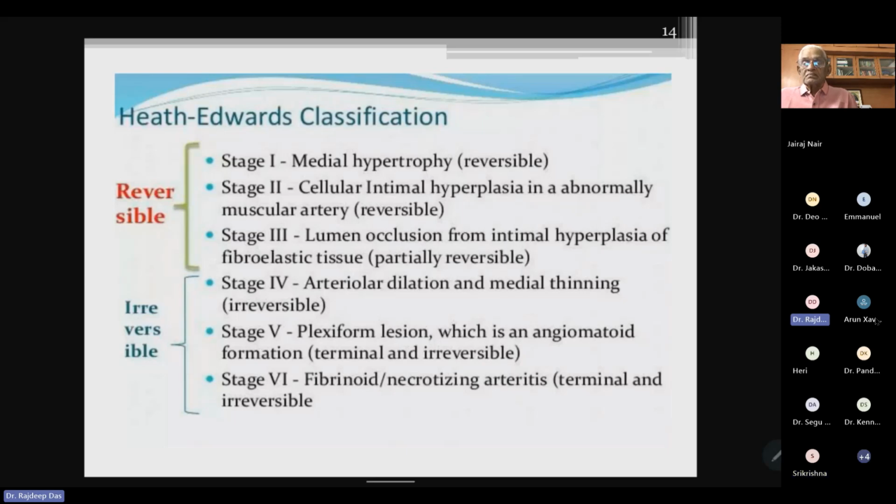Stage 1 is medial hypertrophy, while stage 2 is cellular intimal hyperplasia in abnormal muscular artery. Stage 3 is lumen occlusion from intimal hyperplasia of fibroelastic tissue. Up to this stage is considered as reversible, while stage 4 is arteriolar dilatation and medial thinning. Stage 5 is the more aggressive lesion like plexiform lesion or angiomatoid formation, while stage 6 is ultimately the necrotizing arteritis or fibrinoid degeneration.